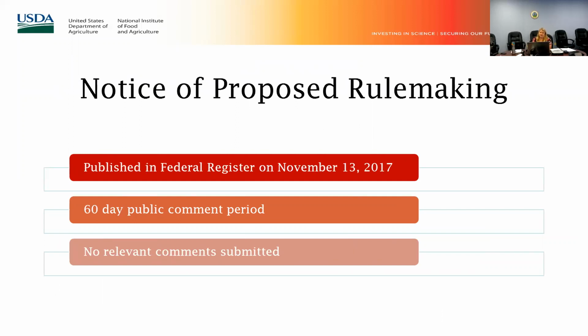Just for some more background, on November 13th, 2017, we published a notice of proposed rulemaking in the Federal Register. This is part of the formal regulatory process where we seek input on changes that we're thinking of making. That rule was open for 60 days, and we only received 1 comment, and it was actually not about our specific rule. It was just someone commenting in general about government rules. So we had no relevant comments to make changes to what we had proposed in November.